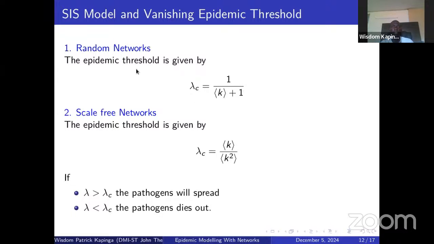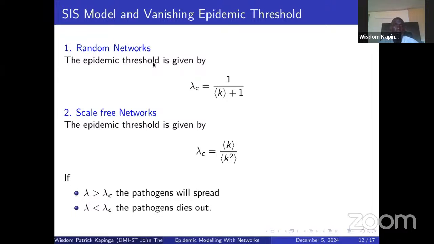And maybe I did not define what an epidemic threshold is. This is a point whereby the number of people who are getting infected and the number of people who got healed is the same. So we're looking at the point whereby the disease stops spreading, like not more people are getting infected as compared to people who are getting healed from the disease.